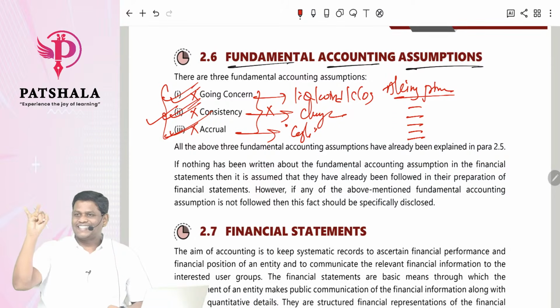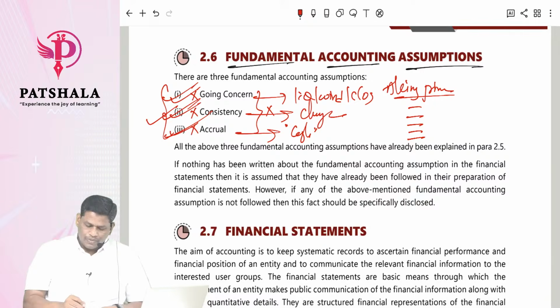Going concern, consistency, accrual, you need not say. You should say this when you have not followed it. Clear? These are just examples. All the above three fundamental accounting assumptions have been already explained.